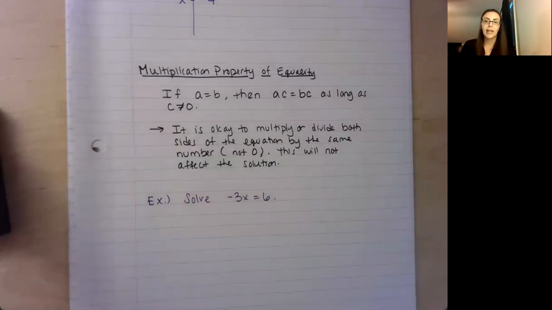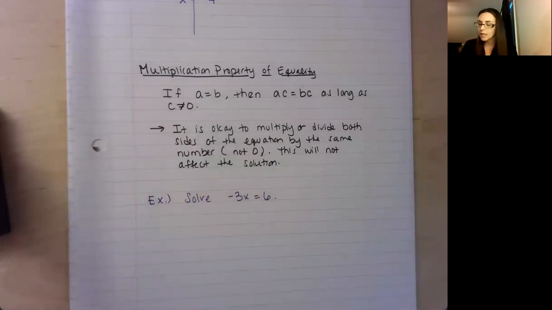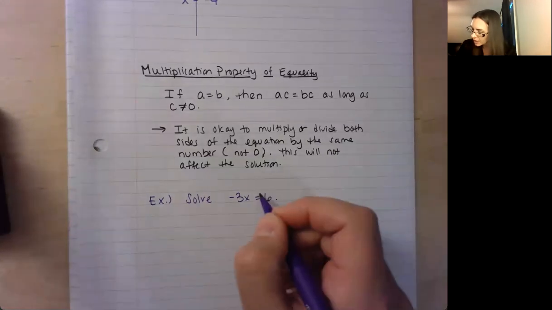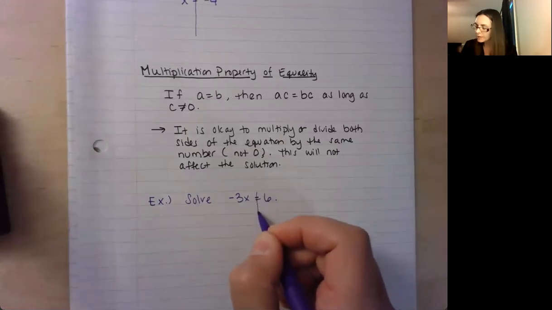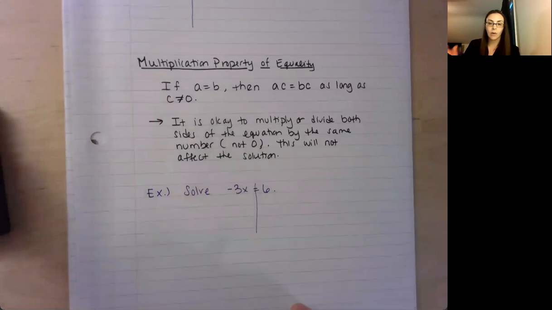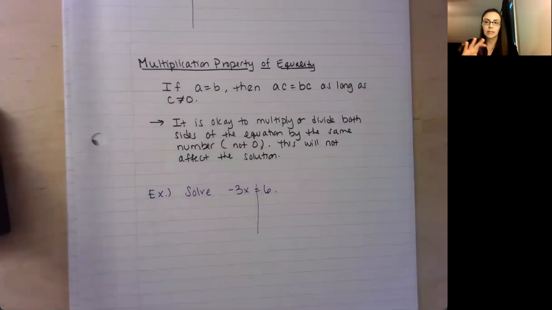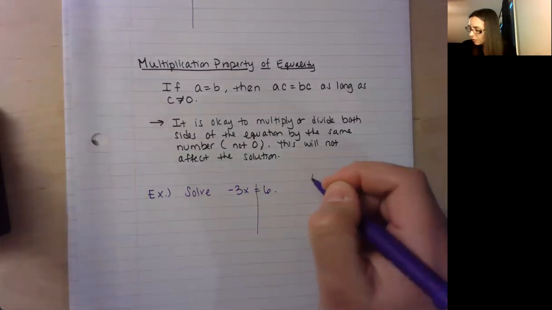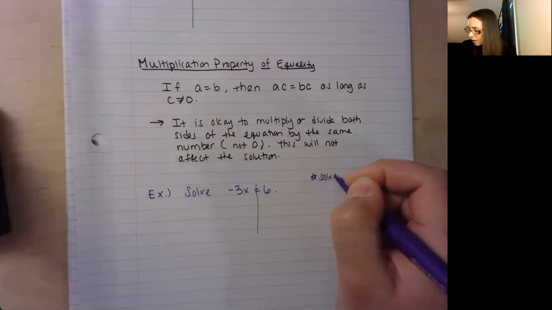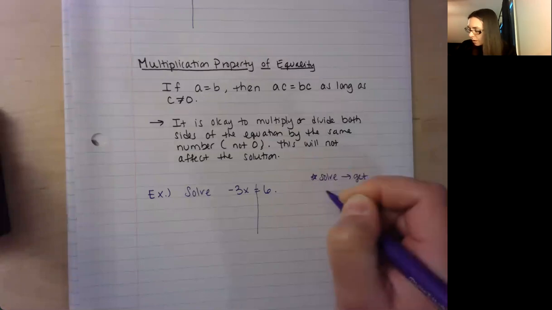So here I'm going to solve negative 3x is equal to 6. And again, for me personally, I just like to put that line lightly down the center of my equation, so that wherever the equal sign is, I can see my two sides. And our goal for solving is to always get the variable by itself. So remember, when you see solve, you want to think about getting the variable alone.